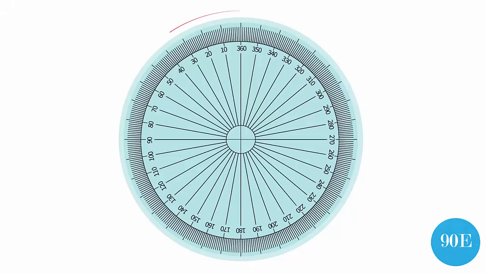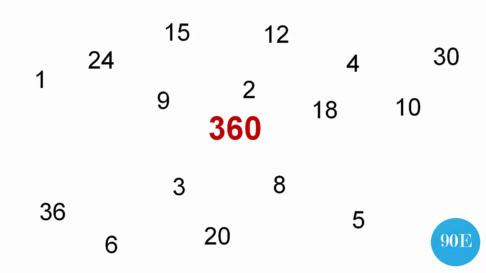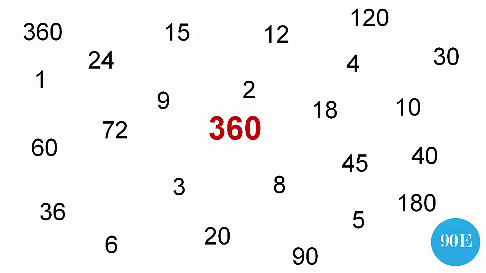Have you ever wondered why there are 360 degrees in a circle? Well, there are a few theories. Firstly, 360 is a number that's divisible by many numbers, 24 in fact. This makes it an easy number to work with in different situations.